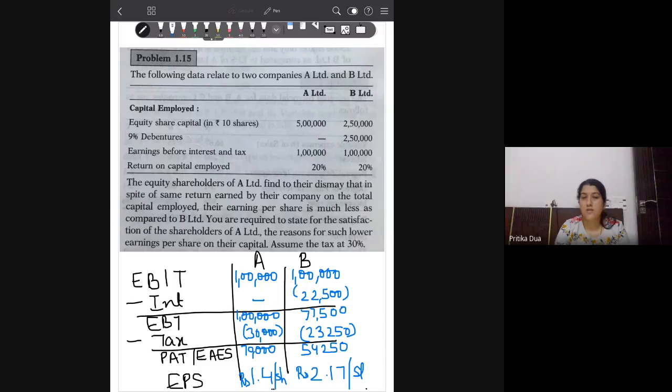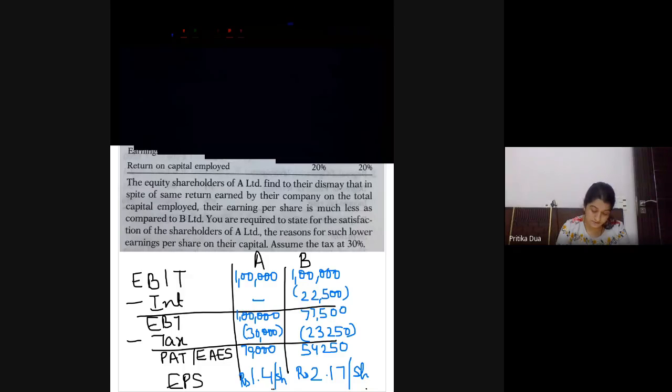Okay, any doubt, any question? Please complete this. So you are giving two reasons for this difference in spite of the same return on capital employed. Okay, let's move to the next question.